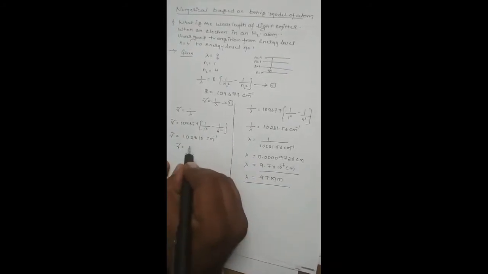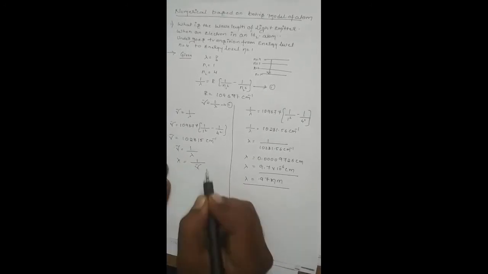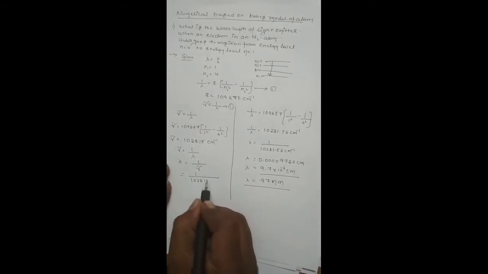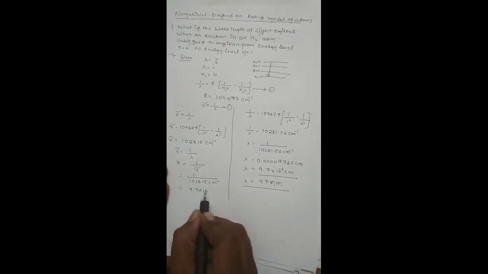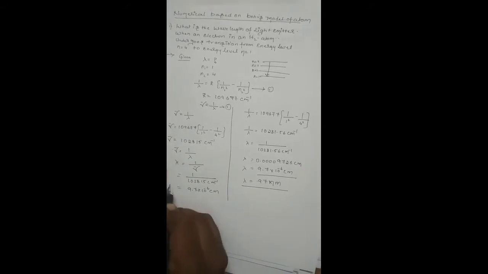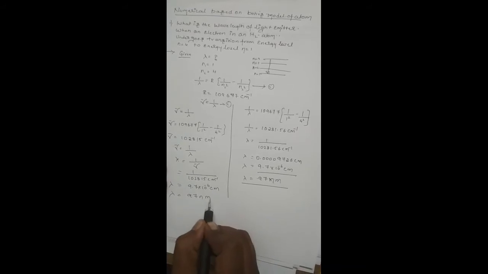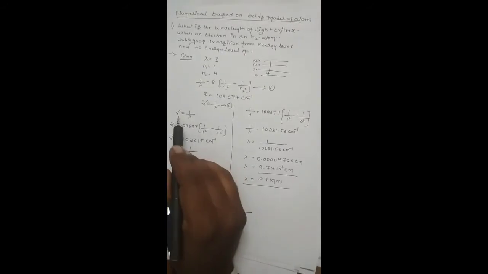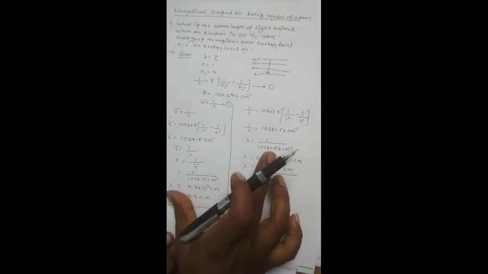We know the formula, mu bar is nothing but 1 by lambda. We can find lambda is equals to 1 by mu bar. Similarly, 1 by 10281.5 per centimeters, we will get 9.7 into 10 to the power of minus 6 centimeters. We can keep in nanometers, 97 nanometers. By this method we can do this problem, either taking a wave number, or we can straightaway do 1 by lambda. So two methods we can solve this problem.